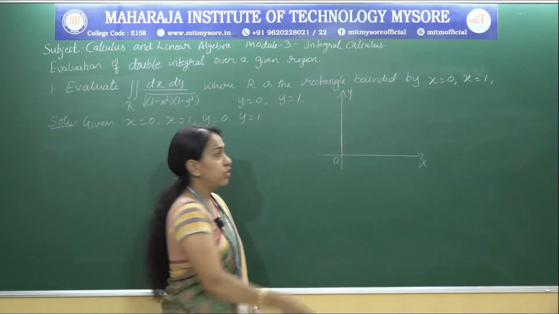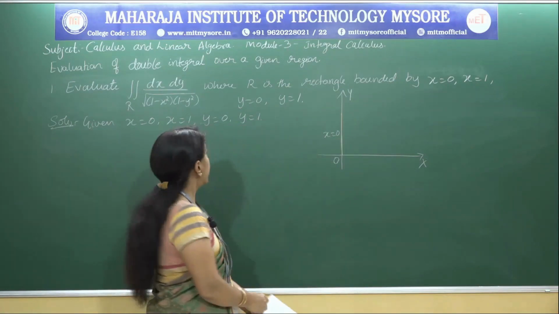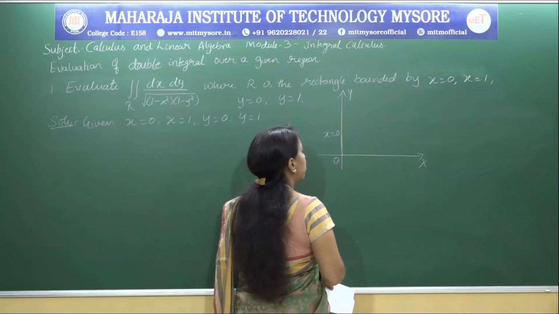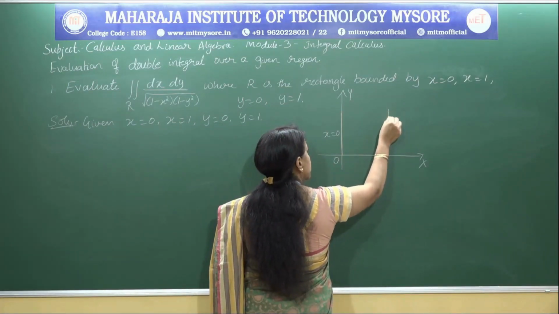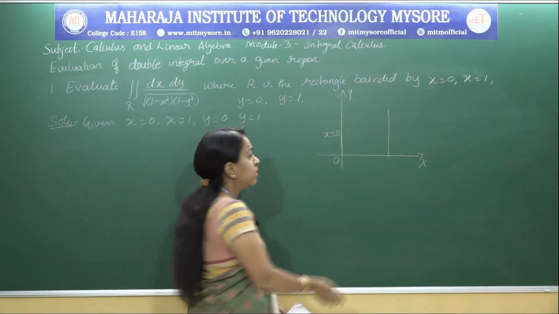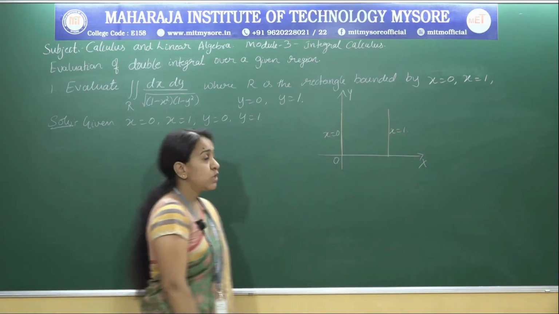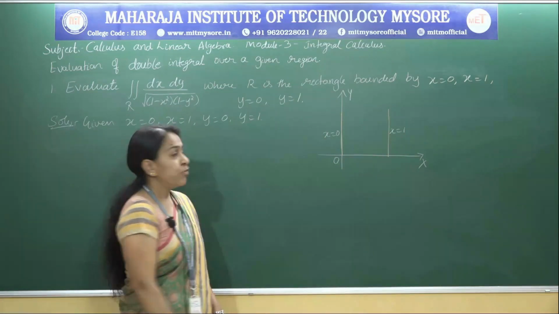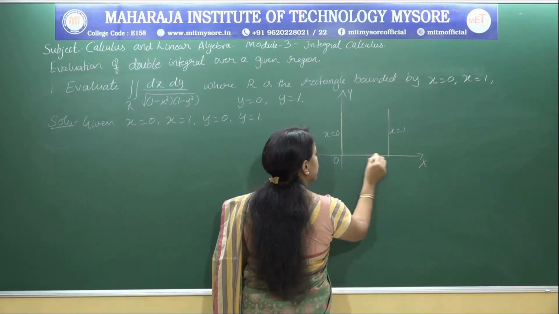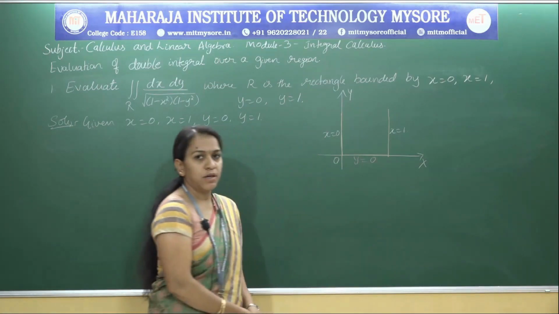On y axis we know that x equal to 0. And x equal to 1 is the line which is parallel to y axis passing through the point 1, right. So this is our x equal to 1. Next one, y equal to 0. Y equal to 0 is this line, that is your x axis. On x axis we know that y equal to 0.